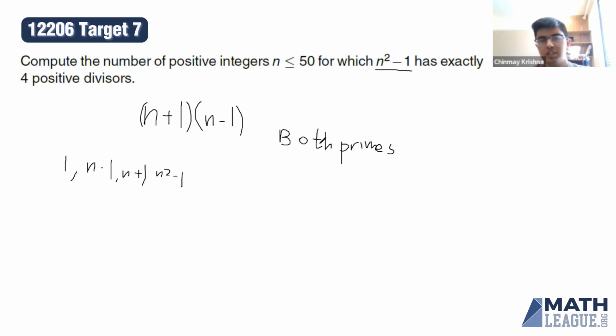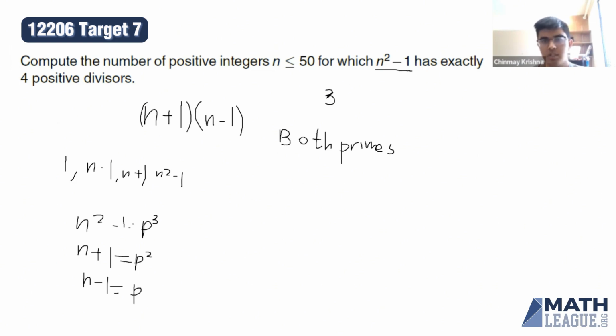Let's first look at the case where n squared minus 1 is some prime cubed. If n squared minus 1 is equal to a prime cubed, let's call that prime p, then n plus 1 would be p squared, and n minus 1 would have to be p. If you have 2 numbers that are 2 apart and one is the square of the other, p would have to be 2, and that means n equals 3. So that's one of the cases.